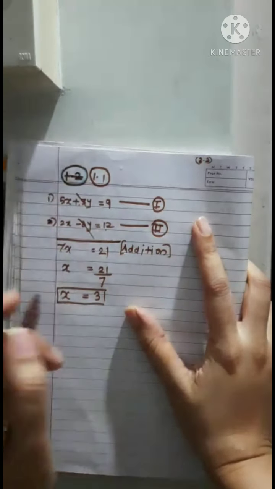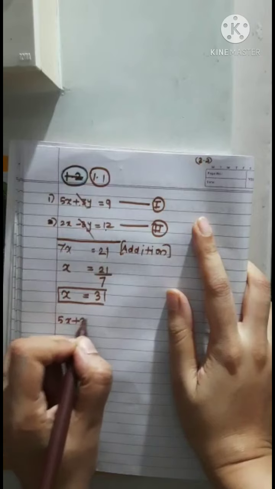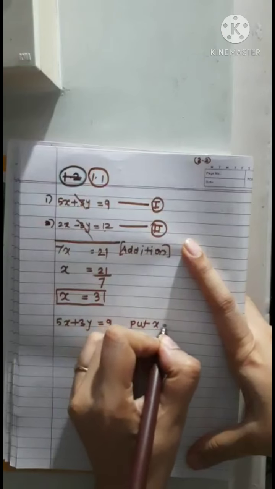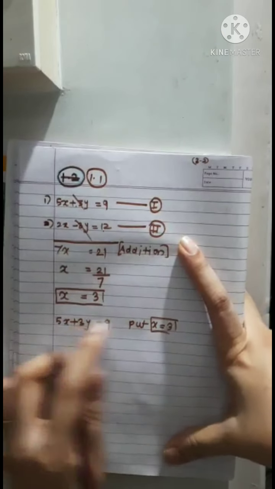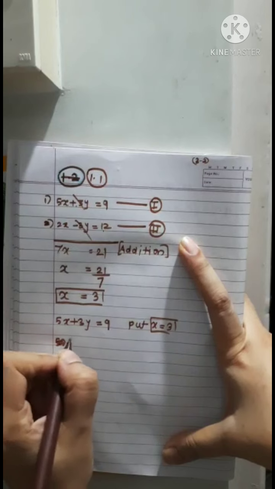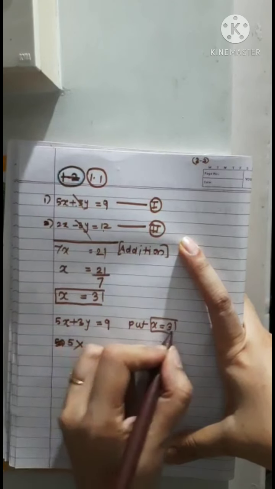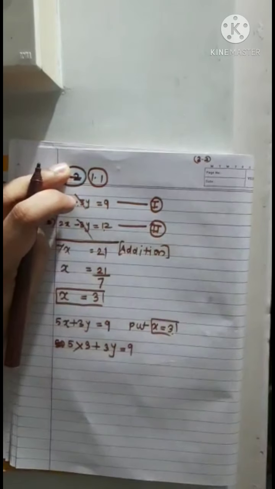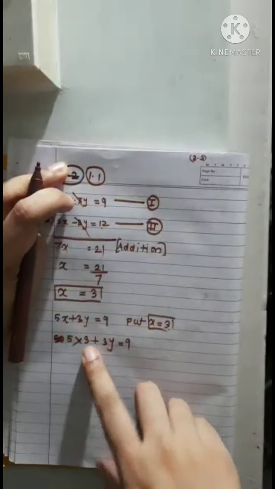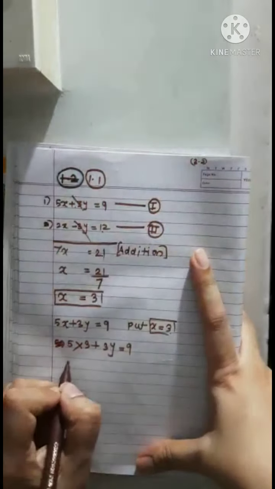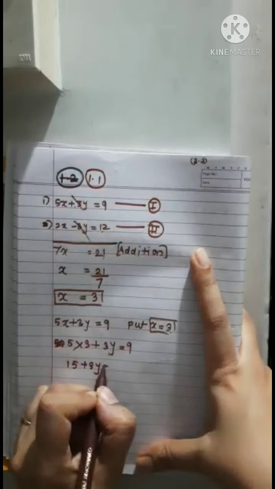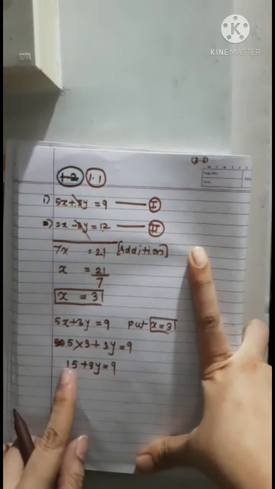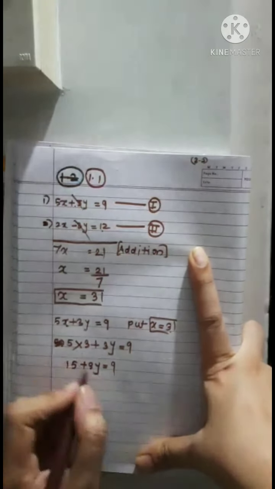I'm taking equation 1. 5x plus 3y equals 9. Now put x equals 3 in this equation. See what I am doing: 5 into x means 5 into 3, plus 3y equals 9. What I have done: instead of x I have taken 3. Now 5 into 3, that is 15, plus 3y equals 9. See, 15 will go there, so the sign of 15 will be negative.